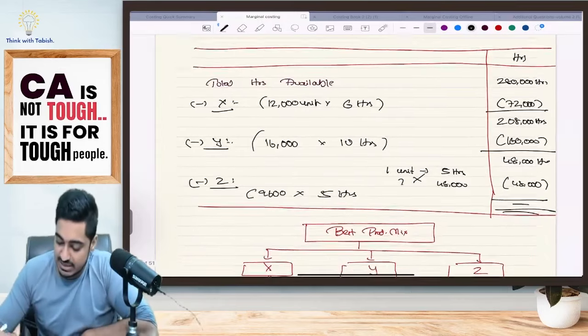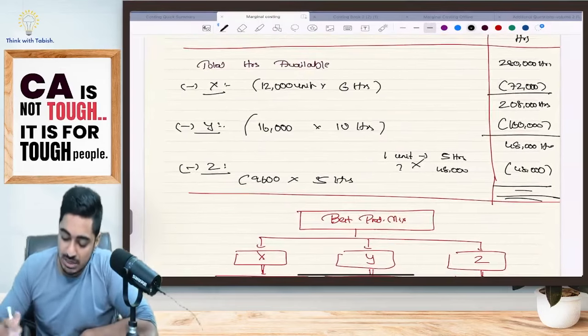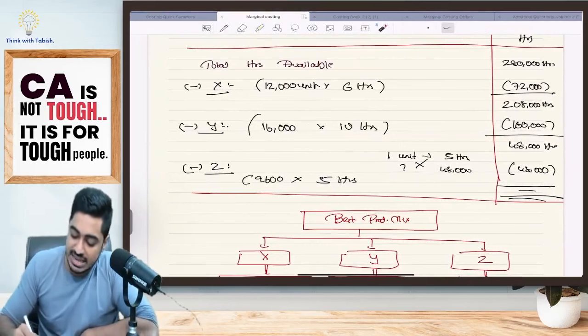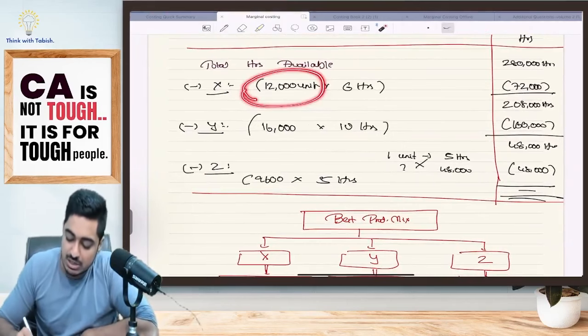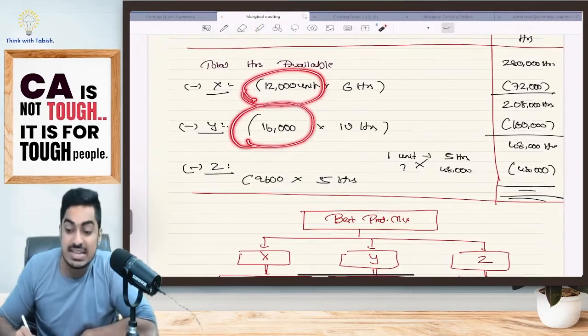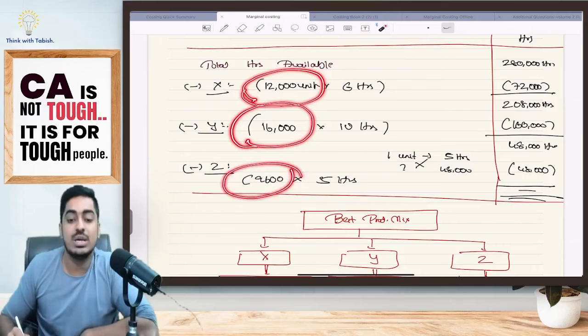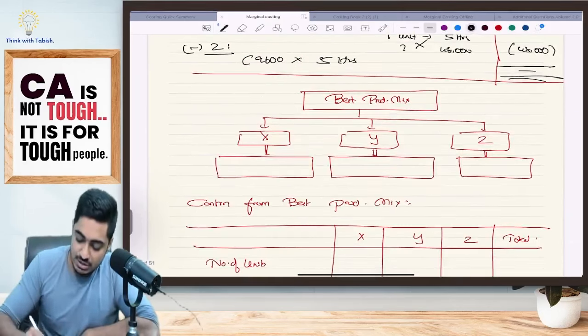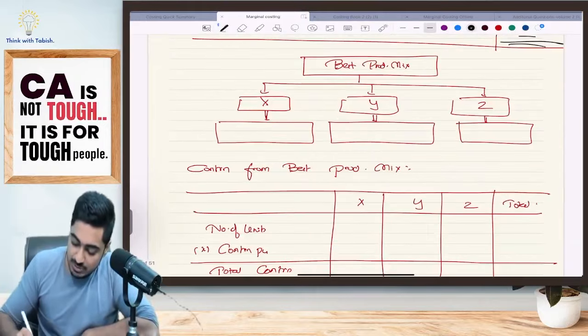Is this clear, everyone? That means what is my optimal product mix? Optimal product mix. X, how much I will produce? Full 12,000. Y, 16,000. But Z, 9,600 only I can produce. Is this clear, everyone? So X 12,000 I will produce.